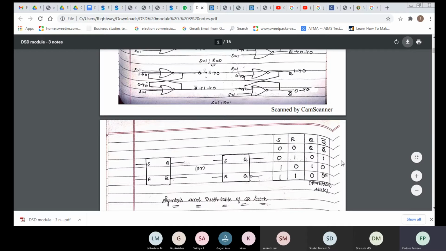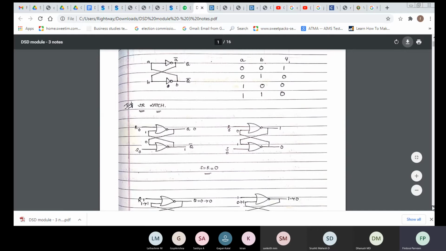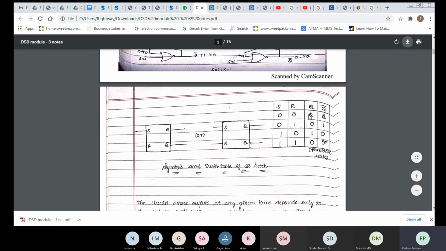As previously we have seen, SR 0 0, what happens? If the previous state is 0, it remains in 0. If the previous state is 1, it remains in 1. So what does it mean? When SR is 0 0, it remains in the same state. If Q previous state was 0, it remains in 0. If the previous state is 1, it remains in 1.